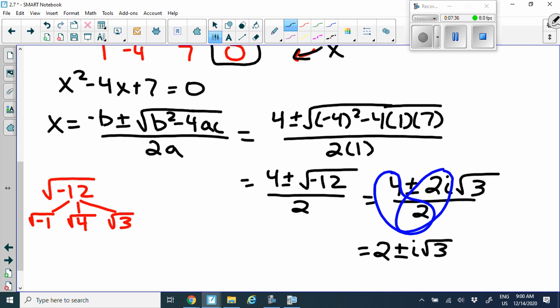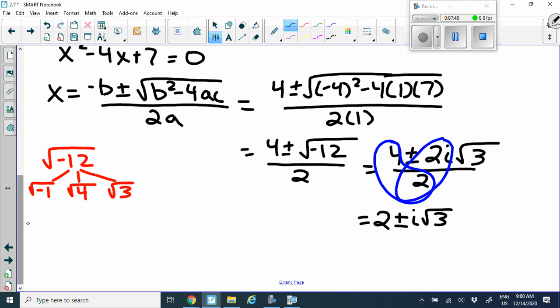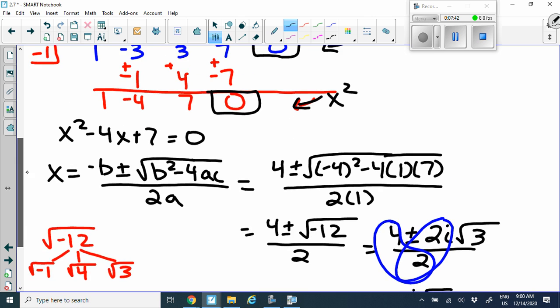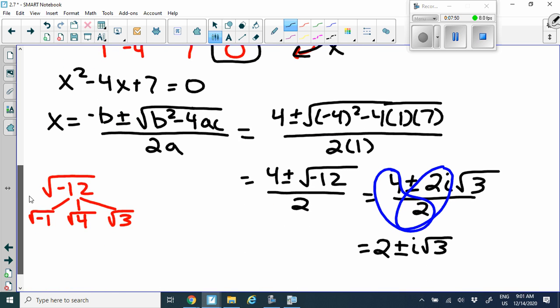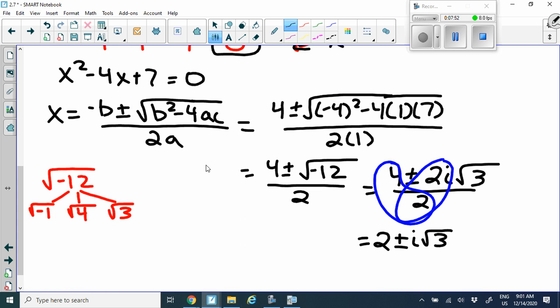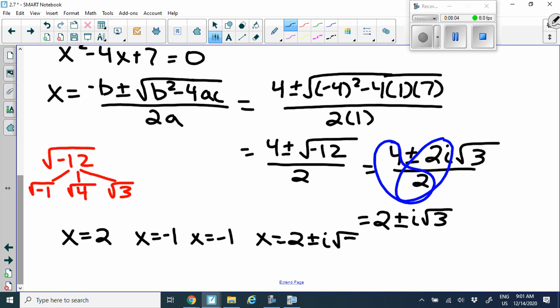Right? So all my solutions, I'm going to write them out now. All the solutions I have. Now don't forget the ones that we did in our synthetic division. So we have 2. We have negative 1 repeated twice, and then we have our 2 plus or minus i square root of 3. And let's count and we see we get 5 solutions. So we get x equals 2, x equals negative 1, x equals negative 1, and x equals 2 plus or minus i square root of 3.